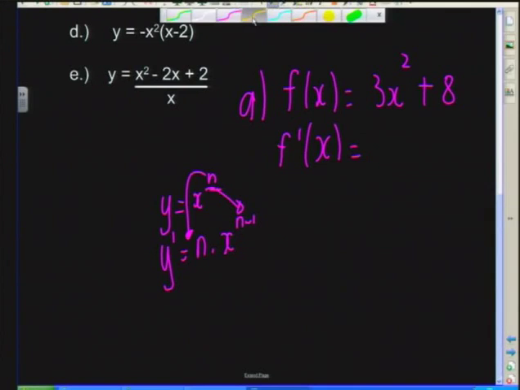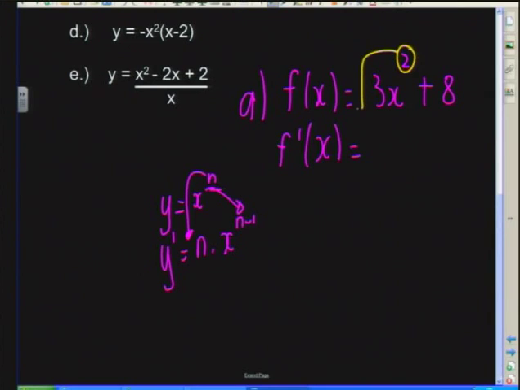So here we do the same thing. We're going to bring the power to the front of the 3, multiplying the constant by the power. So it's going to become 2 times 3. The x will stay exactly where it is, and all we do is from the power of 2, we're going to subtract 1.